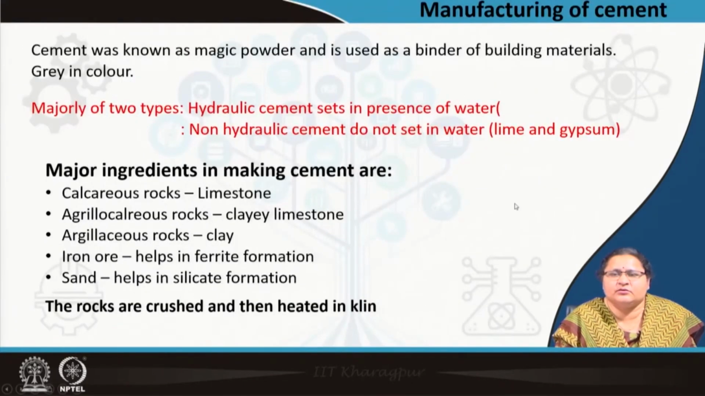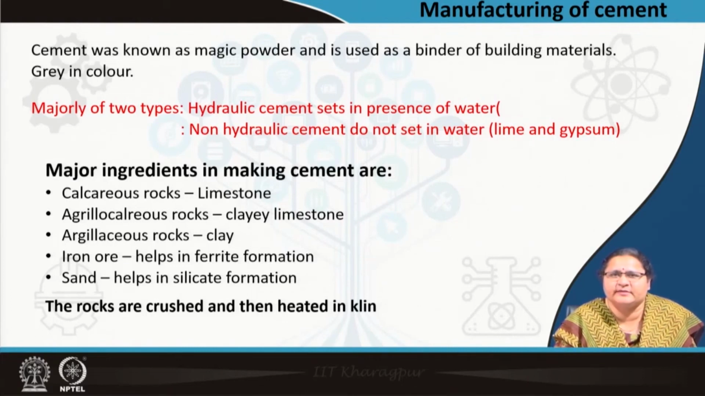Now, cement was found as long back and was named as magic powder. Why magic? Because it could set, it was an adhesive, it was helping in binding of any kind of material. So, initially it was found and it was grey in color, and ordinary Portland cement was the name when it started manufacturing. So, we have two types of cements.